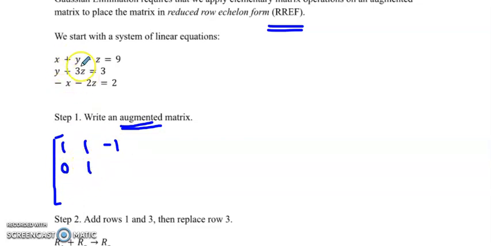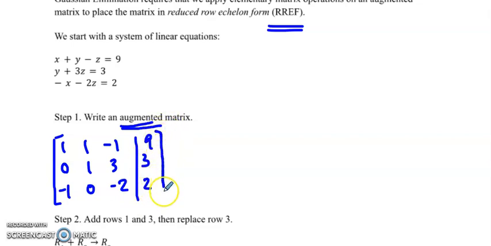So I'm just using this system of equations and pulling the coefficients. Let's see, 0y here and -2. And then I write a vertical line in here, and on the right side of the vertical line, I put my constants from the right side of the equation. This is called an augmented matrix, where we have the original coefficients on the left in a 3x3, and then we have the constants from the right side of the equations to the right of this vertical line.